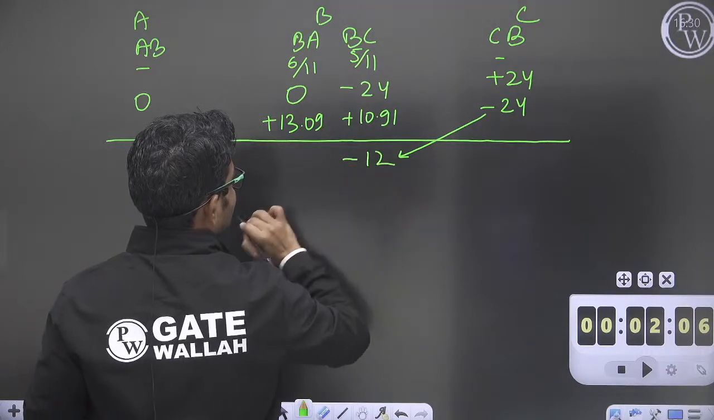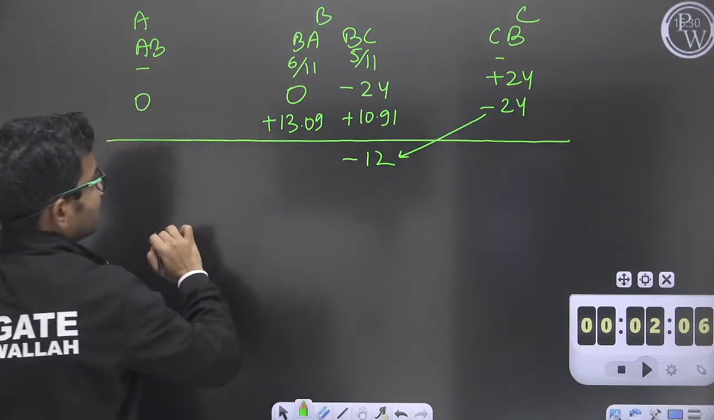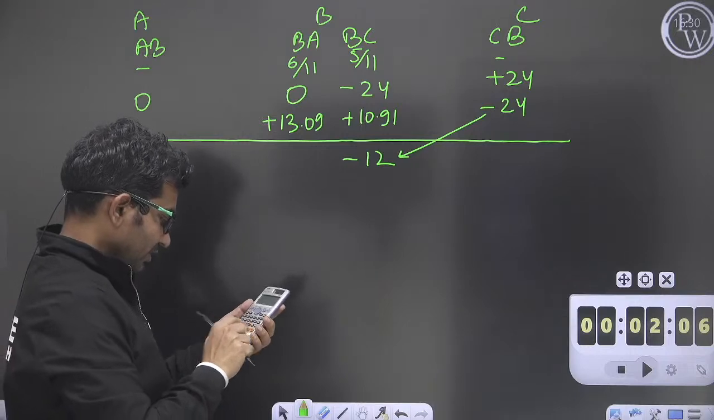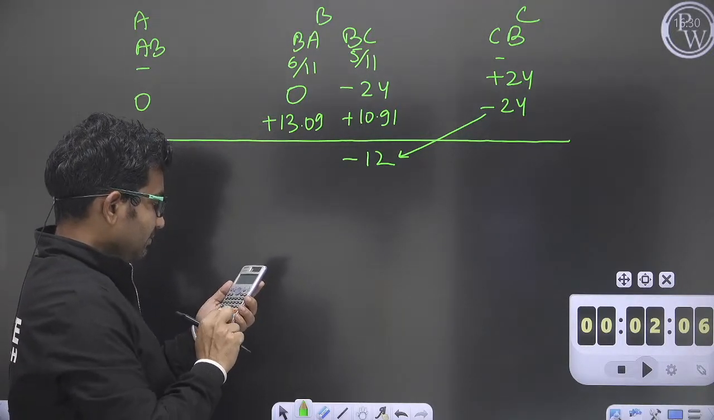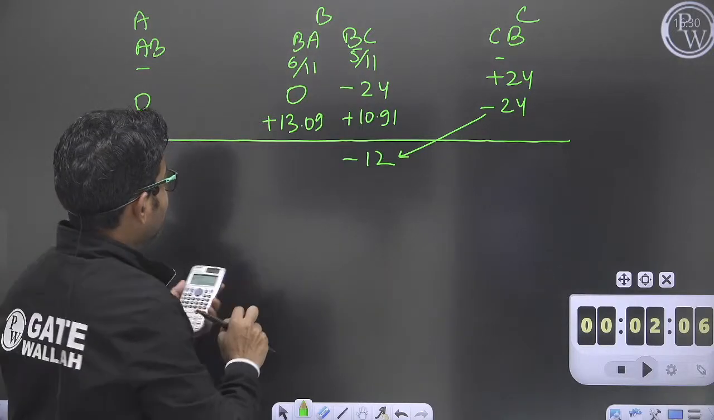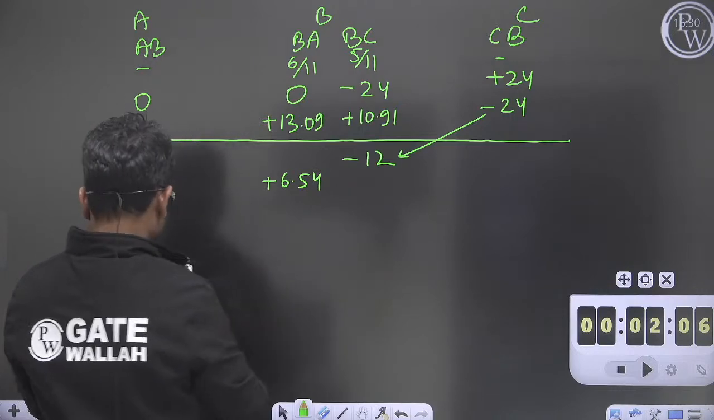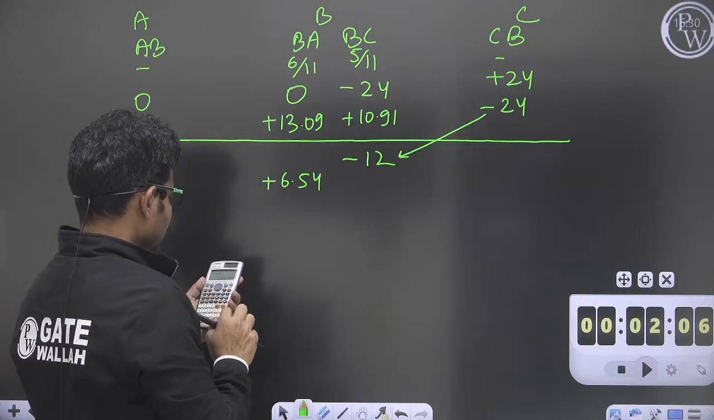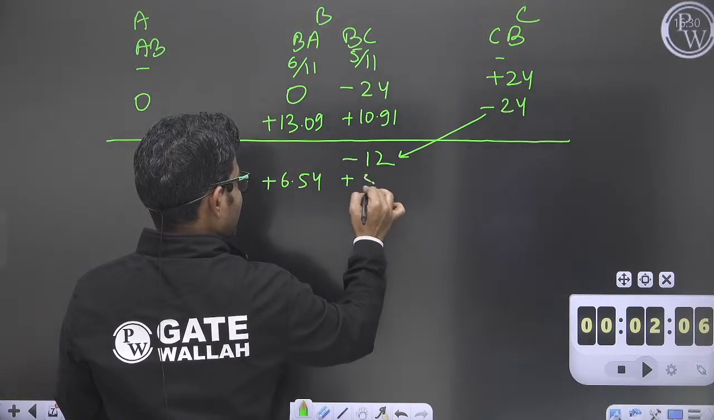Minus 12. Okay, carryover moment. Here I will transfer minus 12. Here carryover moments will not go. Again I have to distribute 12. So 12 into 6 by 11, that will be 6.54. It will be plus 6.54, and here 5 by 11, it will be plus 5.45.